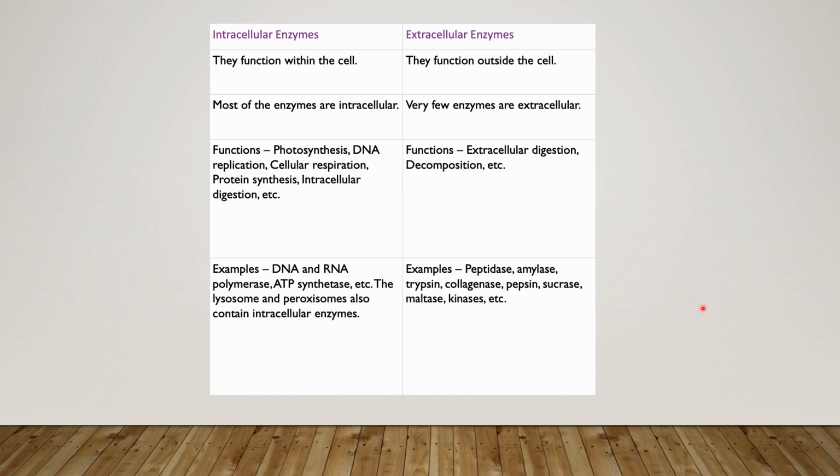Intracellular occurring within the cell for things such as photosynthesis, DNA replication, cellular respiration, protein synthesis, and intracellular digestion, whereas extracellular enzymes would be needed for extracellular digestion and decomposition. Again, this is just a quick little snapshot. There are others. It also includes some examples for you here at the bottom.